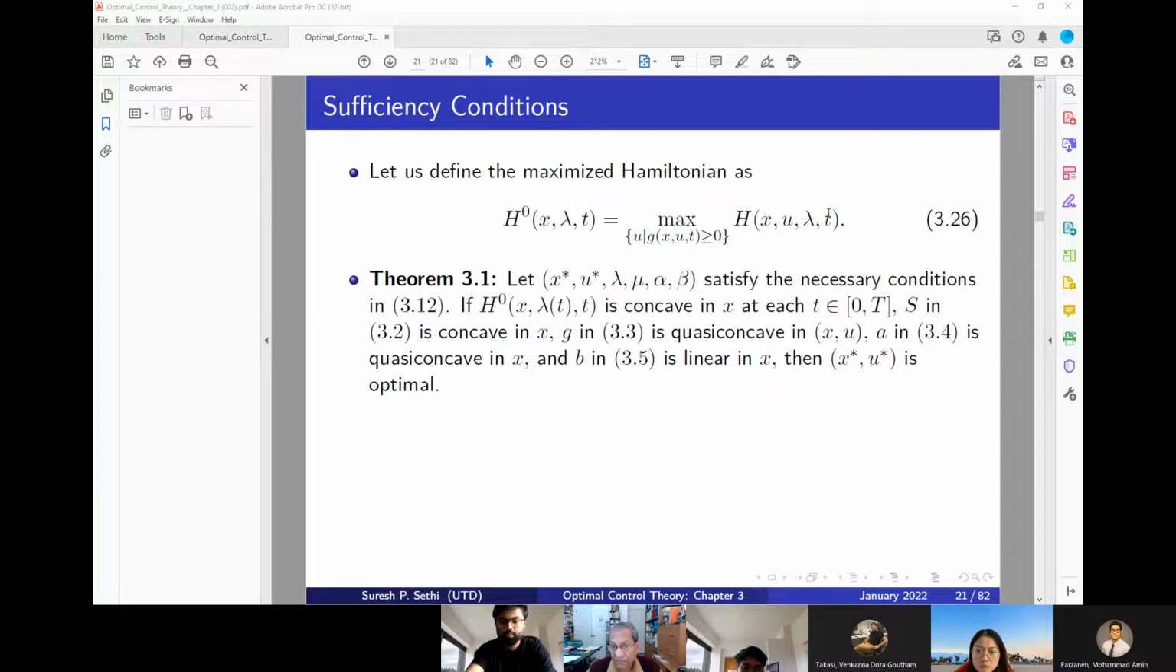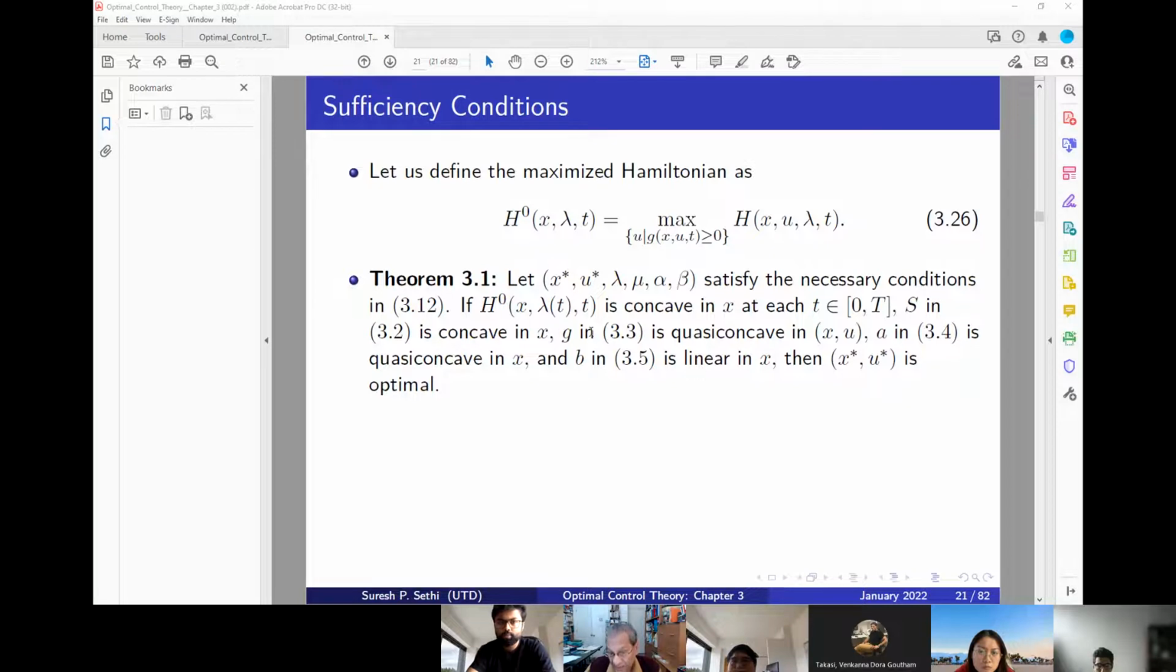We already know this one, but now we put a little thing under the max. Let H0 be the maximized Hamiltonian, maximized subject to that constraint. So we define a function which is like this. Then let X star, U star, lambda, mu, alpha, beta, which is all part of the maximum principle, satisfy 3.12, which is the maximum principle. If H0 of X, lambda, t is concave in X at each time t, S, which is the salvage value function, is concave in X.